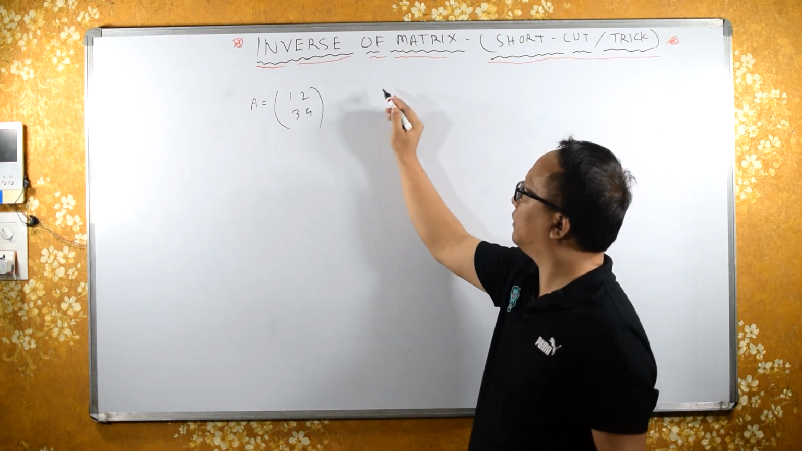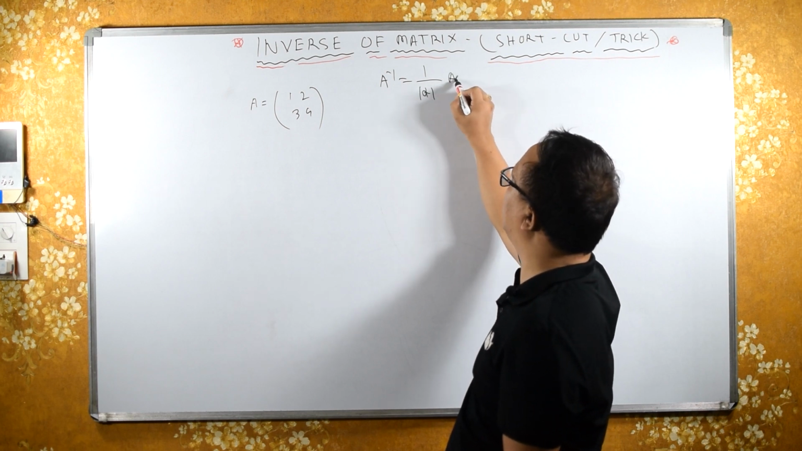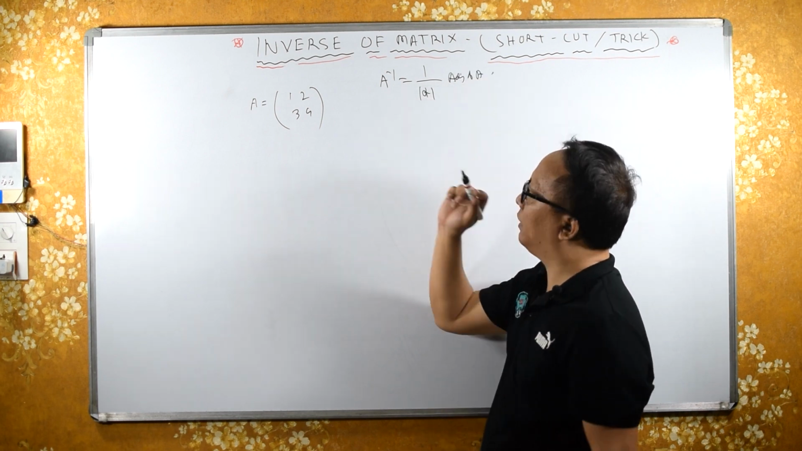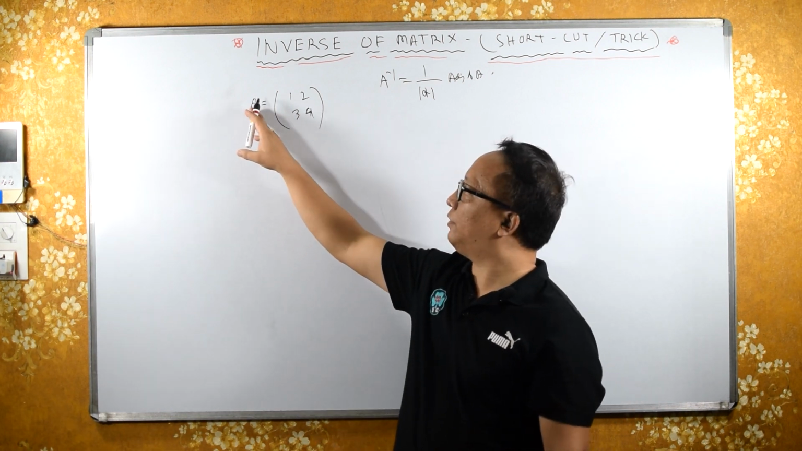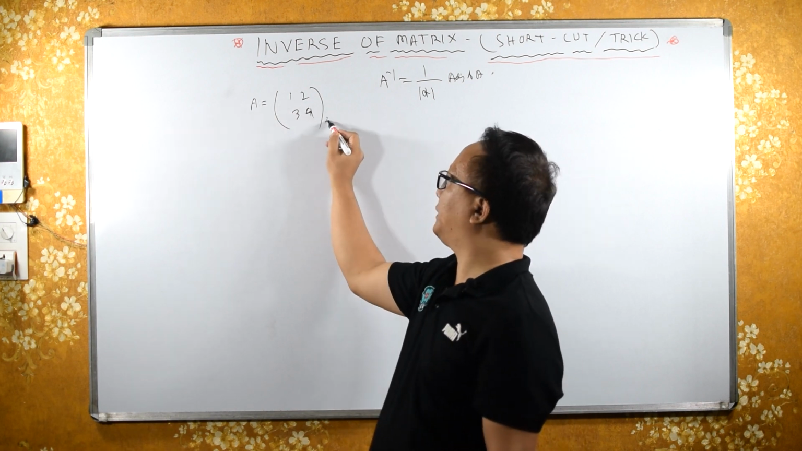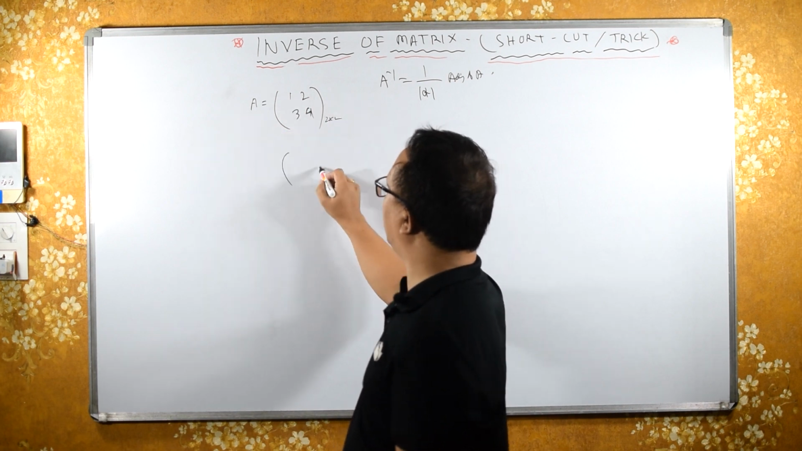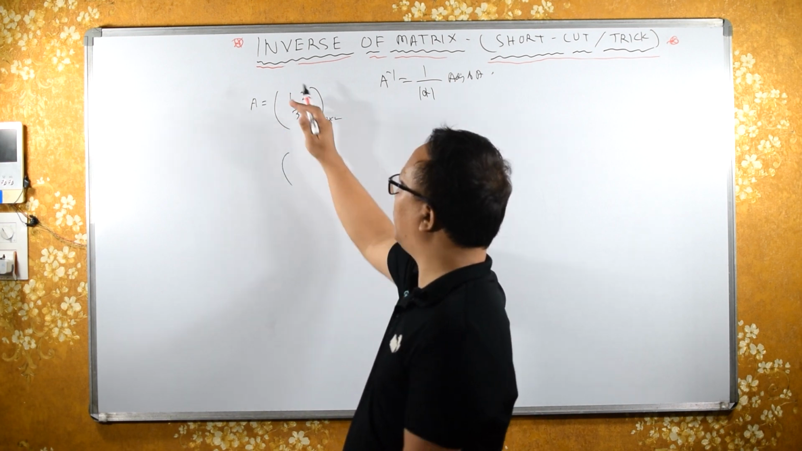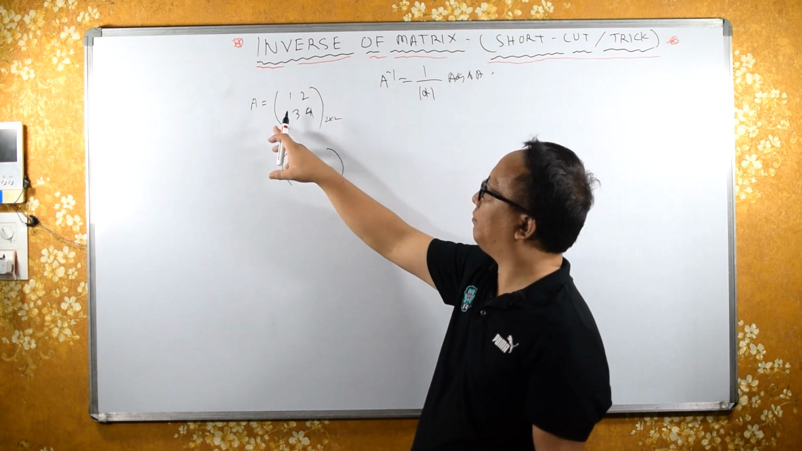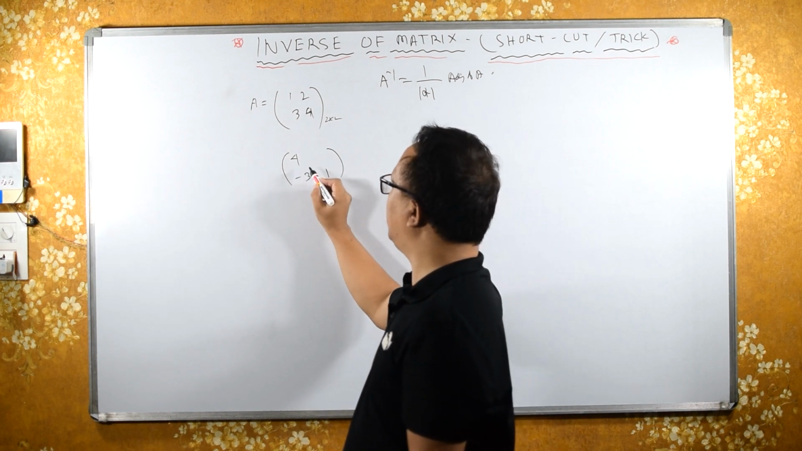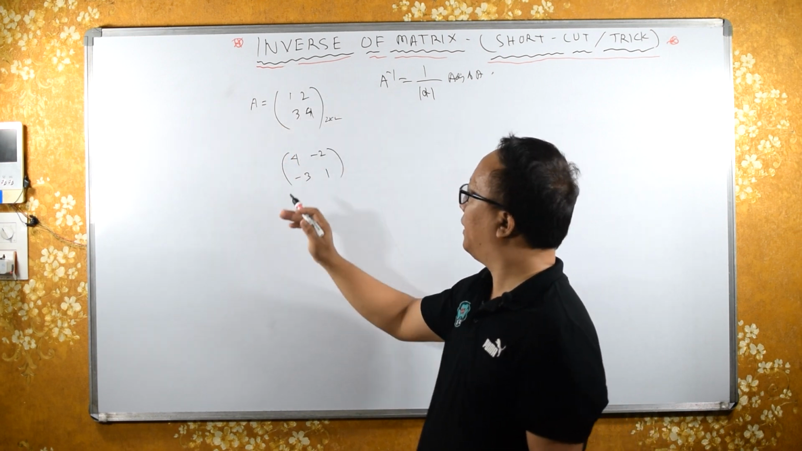For a 2 by 2 matrix, normally what is A inverse? A inverse is 1 by determinant of A into adjoint of A. Now adjoint of A is given by changing the diagonal elements 1, 4. We change the location, so here I have 4, 1, and then for the non-diagonal elements you give minus. We have minus 3, minus 2. Don't change the values but give minus. This is my adjoint.